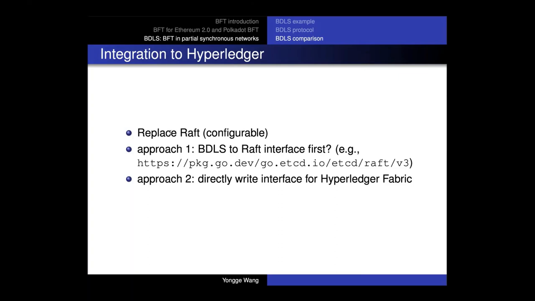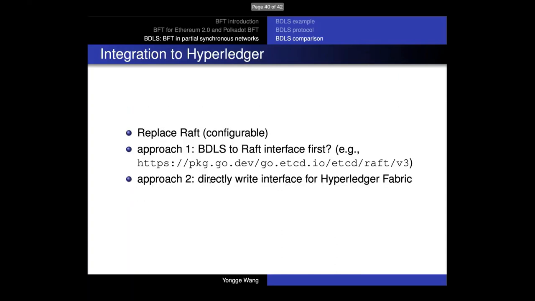But that may not be the best solution. I think the best solution could be approach two: we directly write some interface between Hyperledger Fabric and BDLS. So that's potential two.